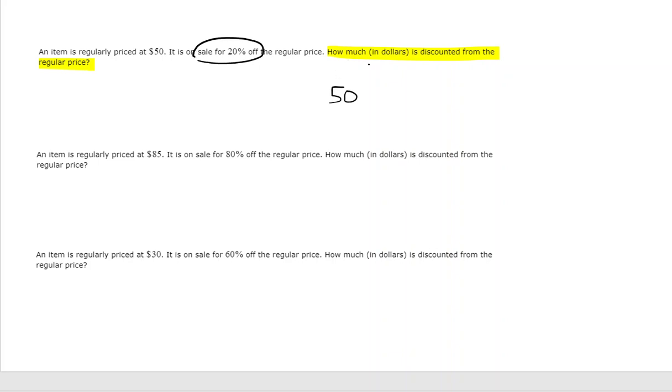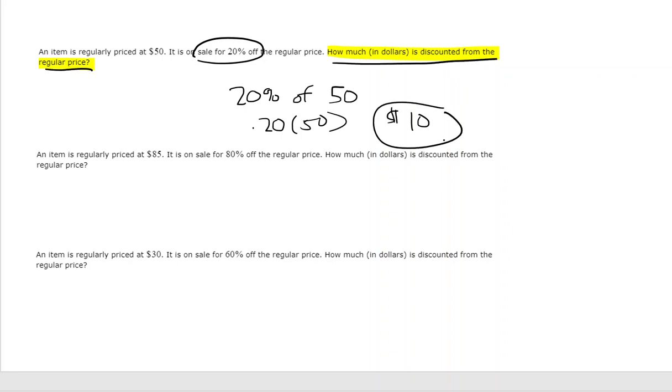to figure out how much is discounted from the regular price, we're going to have to find out what 20% of 50 is. And to find out what 20% of 50 is, we take the 20, we divide by 100 to get rid of the percent sign. So that's going to be 0.20. We then times that by 50. So if you have 0.20 times 50, you get 10. Okay? So when it says how much is discounted from the regular price, it would be $10.